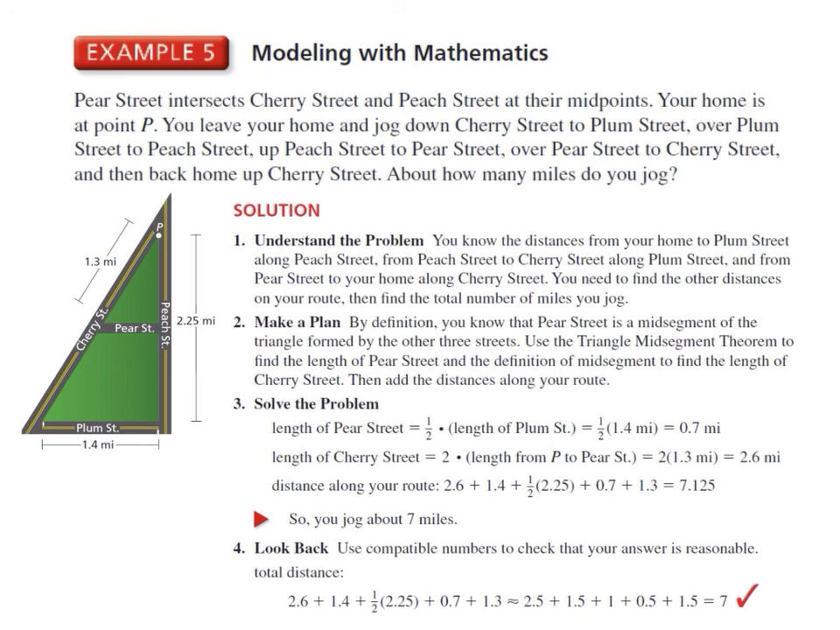And then always look back, just to use compatible numbers to check that your answer is reasonable. So our total distance, we got 2.6, 1.4, half of 2.25, 0.7, 1.3, which comes out to be approximately 2.5, plus the 1.5, plus the 1, plus the 0.5, plus the 1.5, which comes out to be approximately 7. So it all checks out.